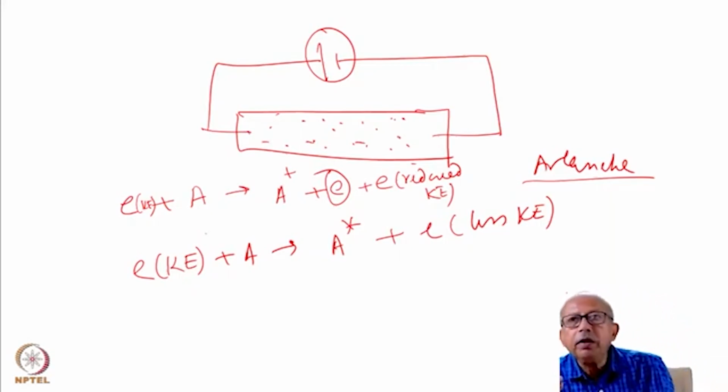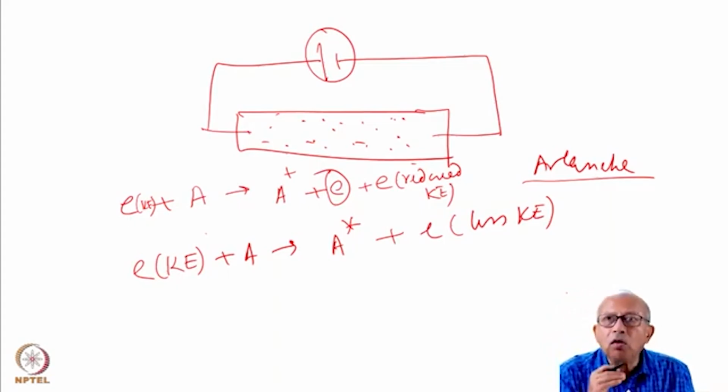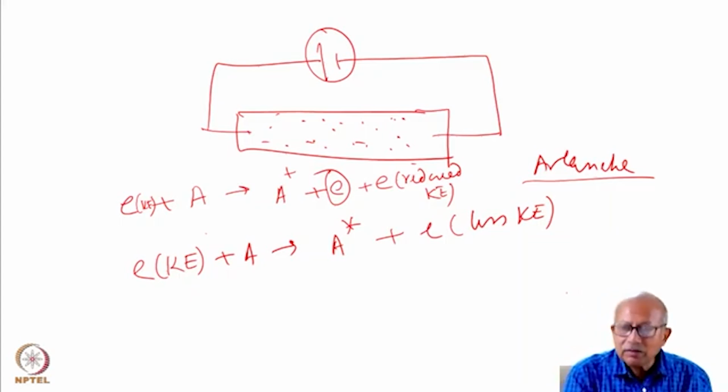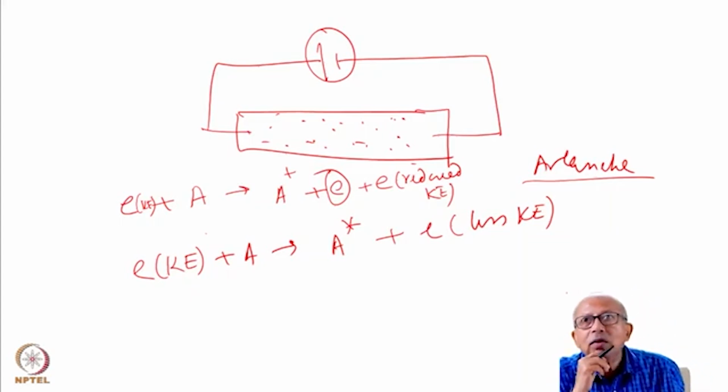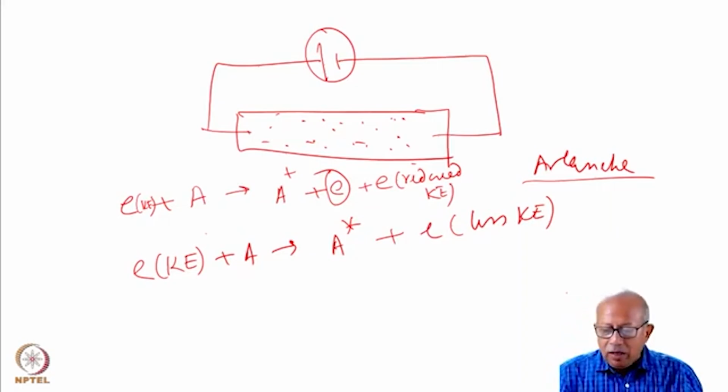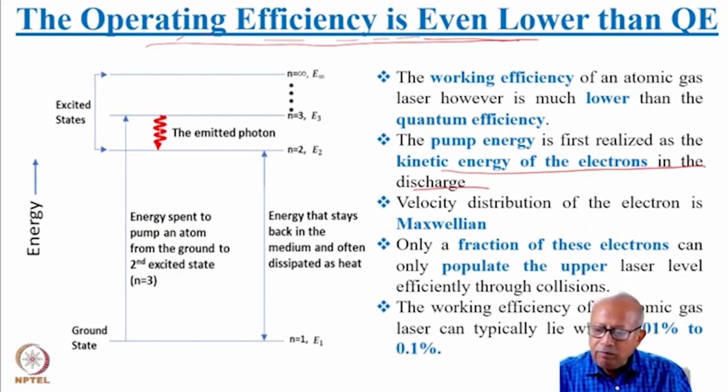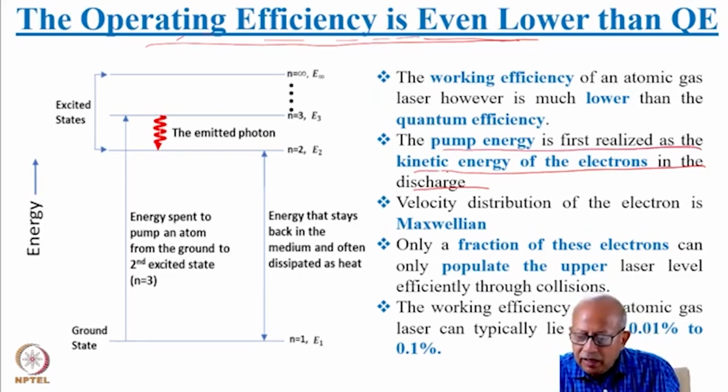Of course, there will be positive charges, that is, ions also, but ions do not contribute so much to the flow of current because their mass is very high, so they would not acquire much higher kinetic energy. All right. So then let us come back to this. The pump energy is first realized as the kinetic energy of the electrons in the discharge.